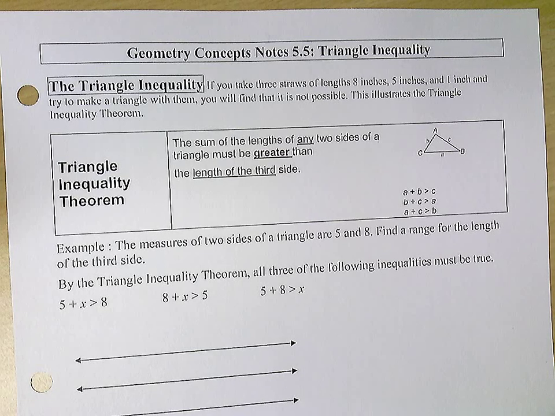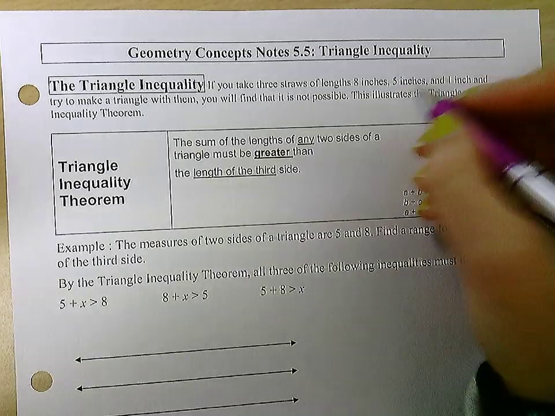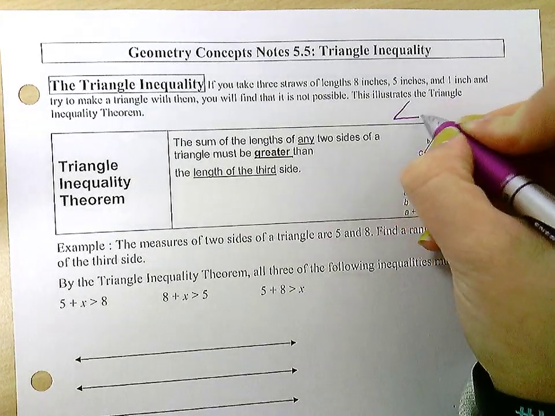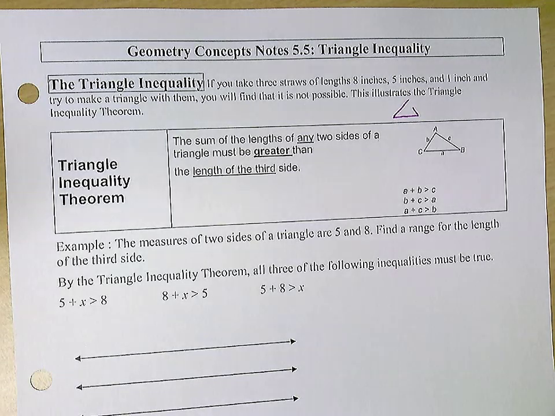Can you make a triangle, or is one side too short? The triangle inequality says if you take 3 straws, this is just an example, of lengths 8 inches, 5 inches, and 1 inch, and try to make a triangle with them, you will find that it is not possible. Your sides of the triangle won't connect. You might have something that looks like this. One side would be too short, so they won't connect together.